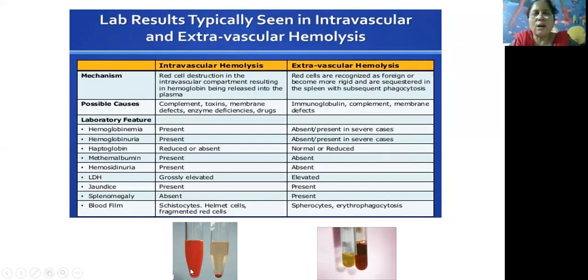And this is how the plasma looks in the intravascular. And when you centrifuge, there is a button of RBC fragments. Whereas in the other, the plasma will be like this. It will not be red. And when you centrifuge, you get a normal one.